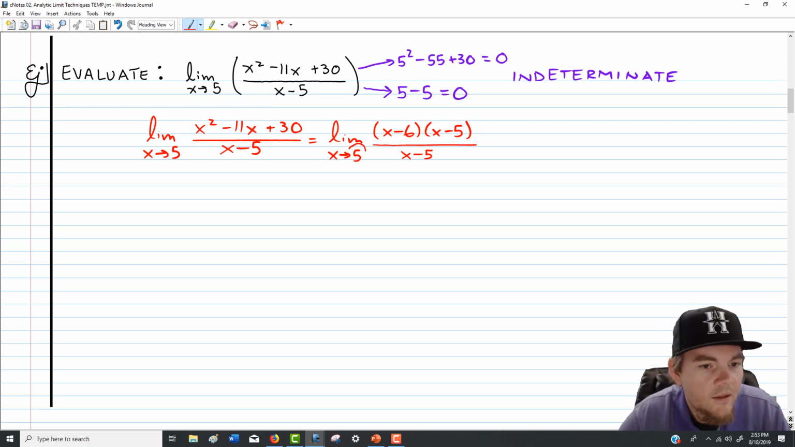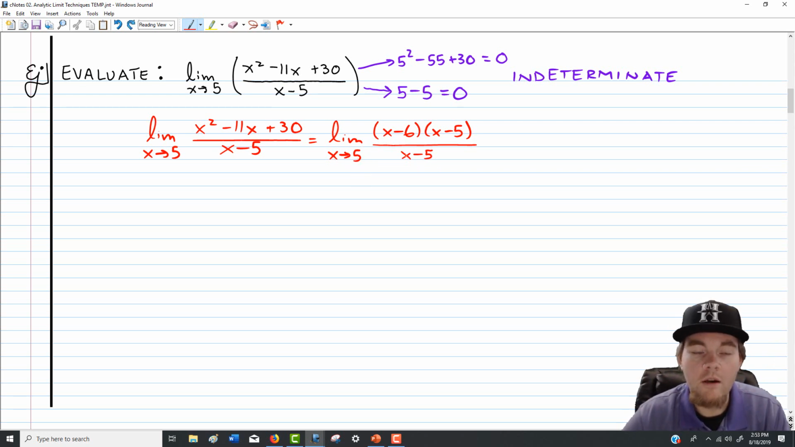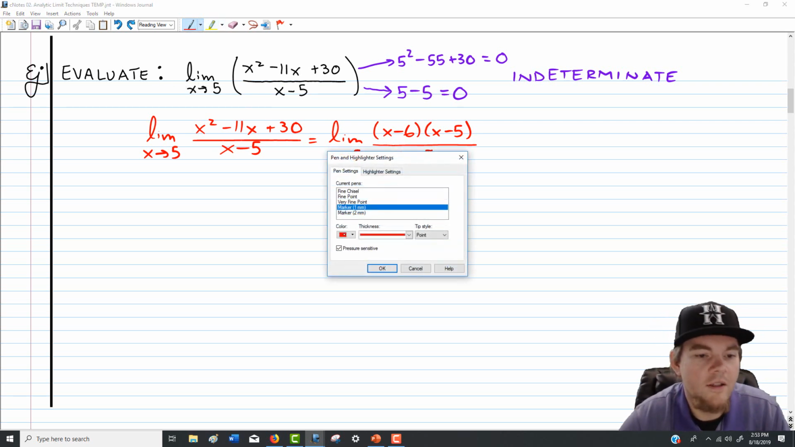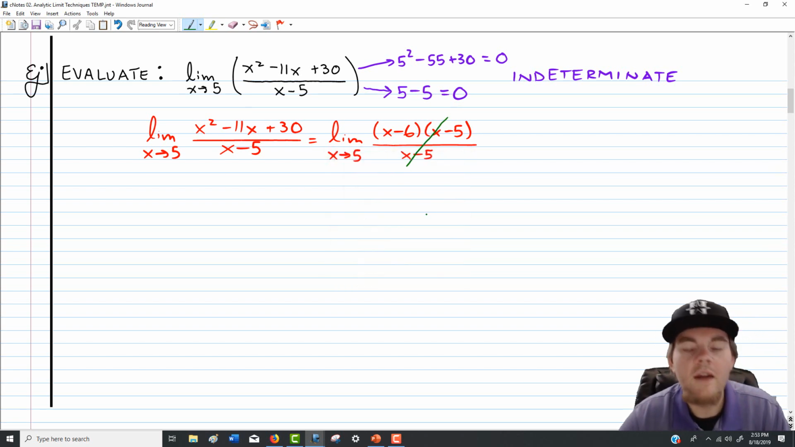And if you think about it, the reason we got 0 over 0 was the presence of that 5. 5 minus 5 gives 0 in the numerator, and 5 minus 5 gives 0 in the denominator. This is all just theoretical at this point, but if we could simply divide away the x minus 5s, we'd be okay to go.